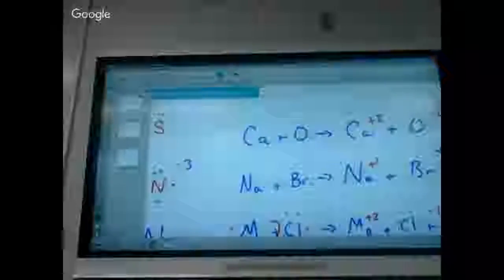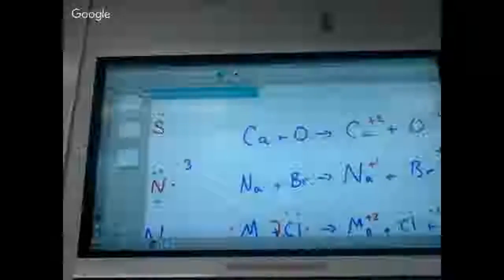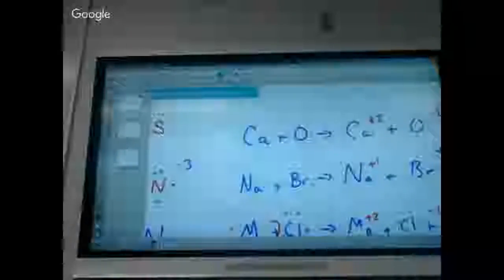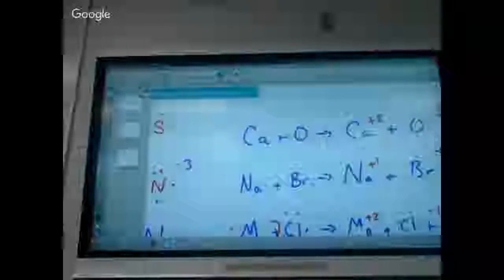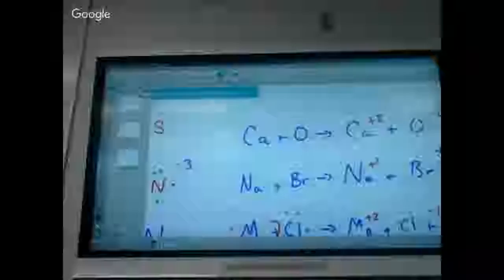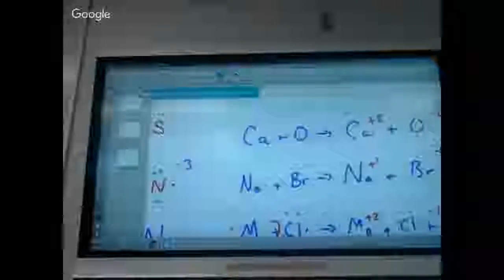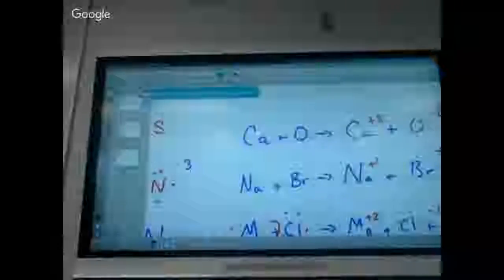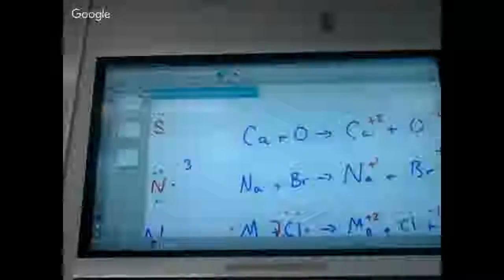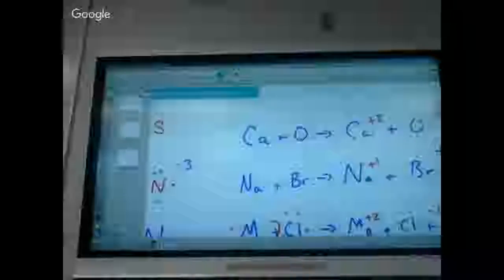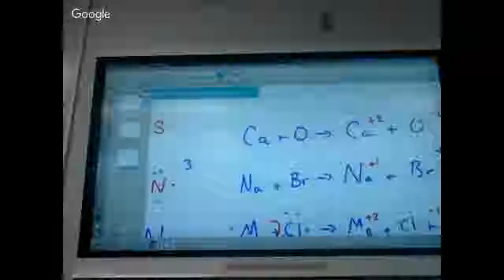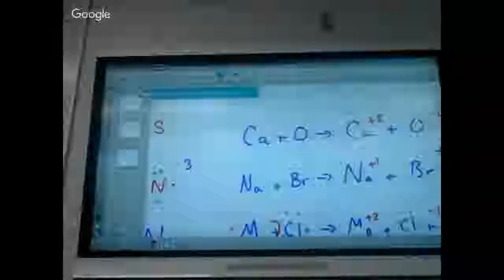Number 1 in part B. Who's bigger? Let's say bigger or smaller. It says smaller. All right, smaller would be F minus or F? F. Ba plus 2 or Ba? Ba plus 2. Plus 2 means you lost electrons, so plus 2 is smaller. O minus 2 or S minus 2? O minus 2. As you go down the group, they get bigger, so O minus 2 will be smaller. Very good. K plus 1 or Na plus 1? Na plus 1 is smaller because as you go down the group, they get bigger.